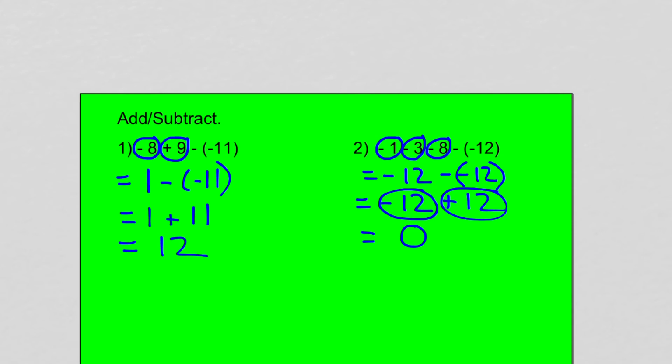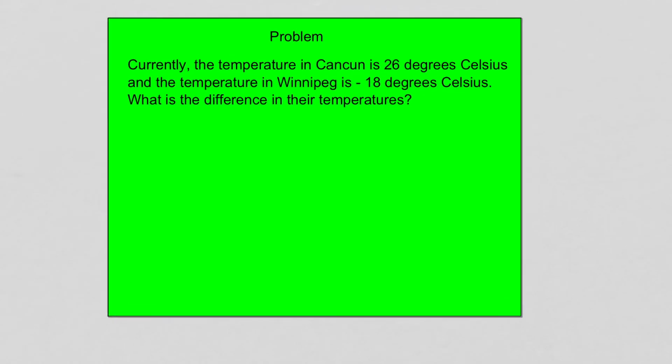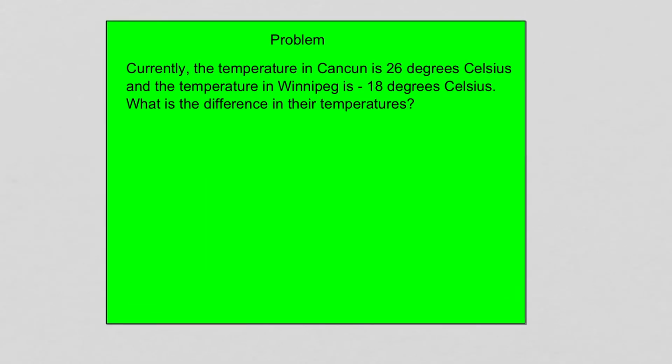Okay. Last question. We haven't done many word problems, and the idea with word problems is you want to be able to show your thinking. Currently, the temperature in Cancun is 26 degrees Celsius. Would it not be nice to go there? And the temperature in Winnipeg is negative 18 degrees Celsius. What is the difference in their temperatures? What is the space between their temperatures? Now, remember, with word problems, we want to be able to show our thinking. And what better way to show your thinking than by drawing some sort of diagram? So I'm going to draw a number line.